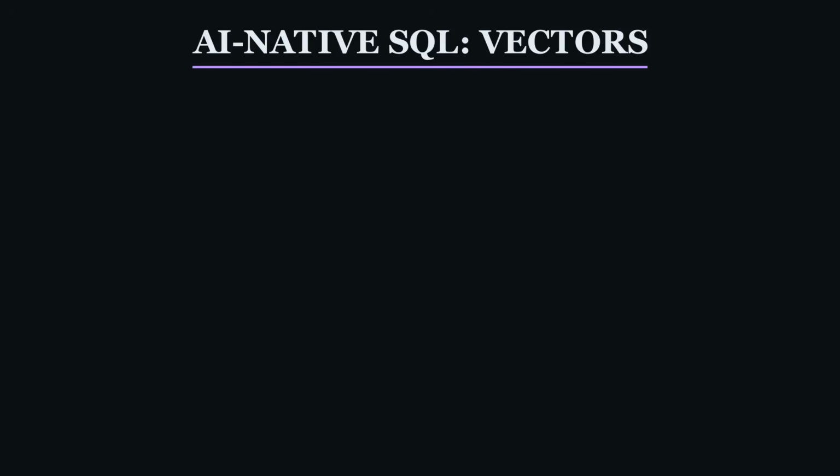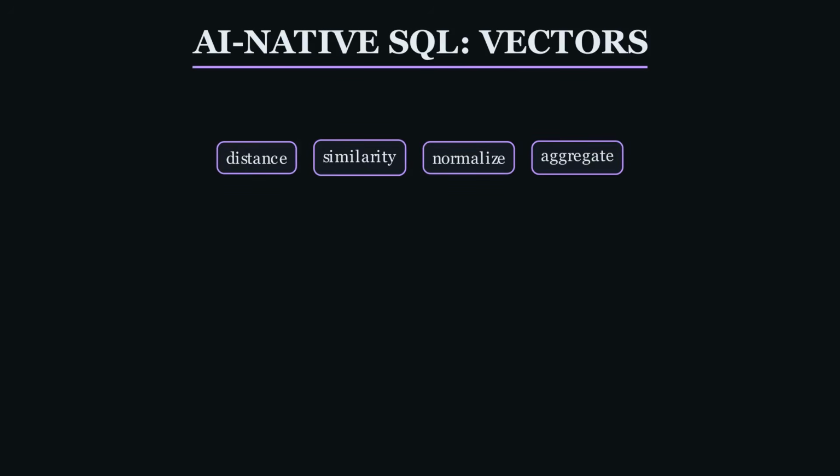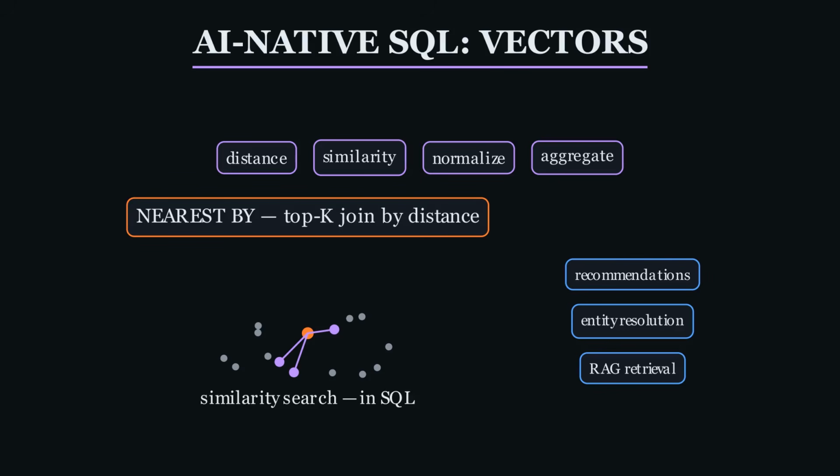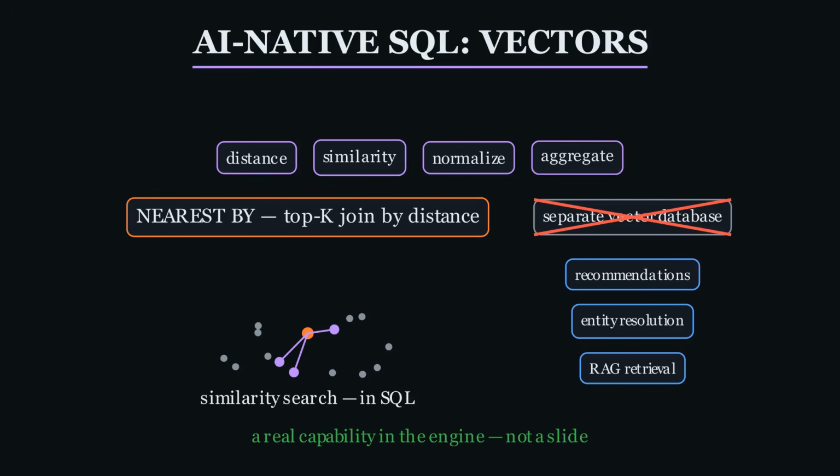Here's the part that made the AI crowd cheer. Spark SQL gets native vector functions, distance, similarity, normalization, plus nearest by, a top K join that finds the closest rows by distance. In plain terms, similarity search, written in SQL, over data you already hold in Spark. Recommendations, entity resolution, retrieval for a RAG pipeline, without standing up a separate vector database. Whether you need that depends on your stack, but it's a real capability shipping in the engine, not a slide.